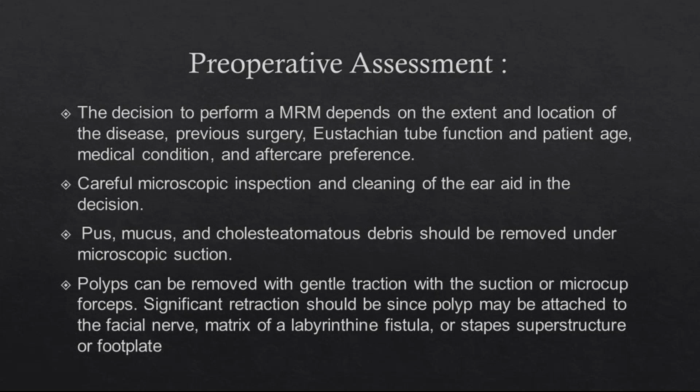Polyps can be removed with gentle traction. Sometimes you may also see a polyp or granulation tissue, and significant traction should not be given to the polyp, since it may be attached to the facial nerve, or the matrix of cholesteatoma, or the matrix of a labyrinthine fistula, or even the stapes superstructure or footplate. So it's always very dangerous to pull the polyp. It is not required actually. If you are seeing a polyp, it's always better to leave it like that. Don't try to pull it out.